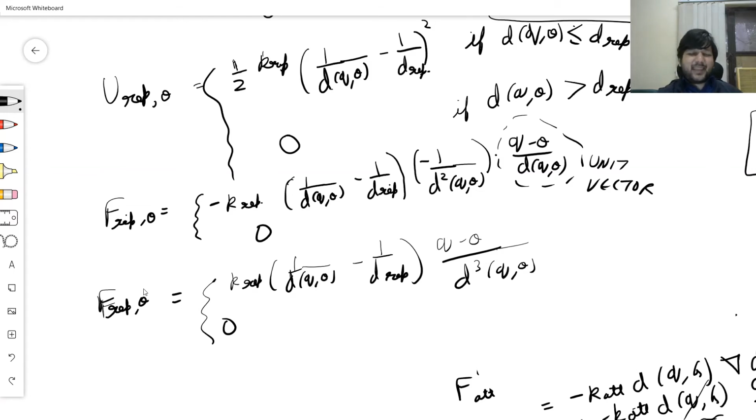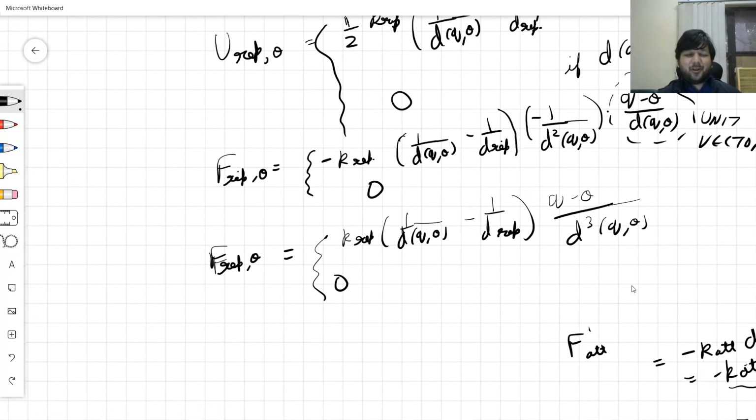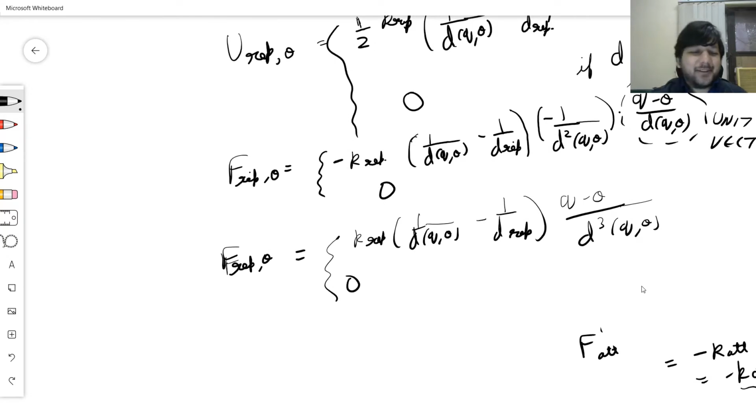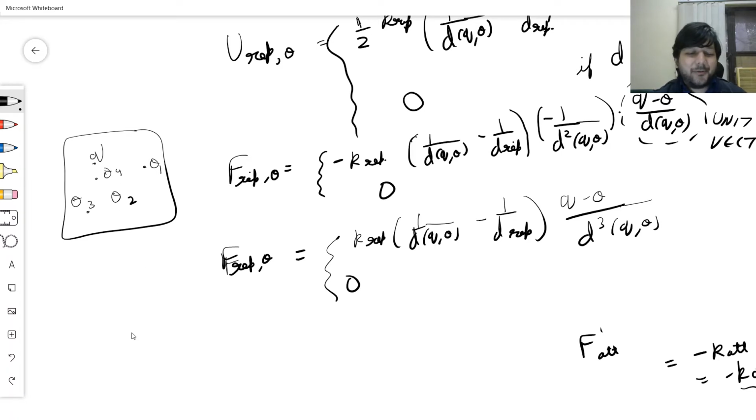Now, what really happens if there are multiple obstacles? I did it for the case where there was a robot Q over here and a point obstacle O. Now what if there is O1, O2, O3? Let's do it for that case, O4. Now there are two modelings.